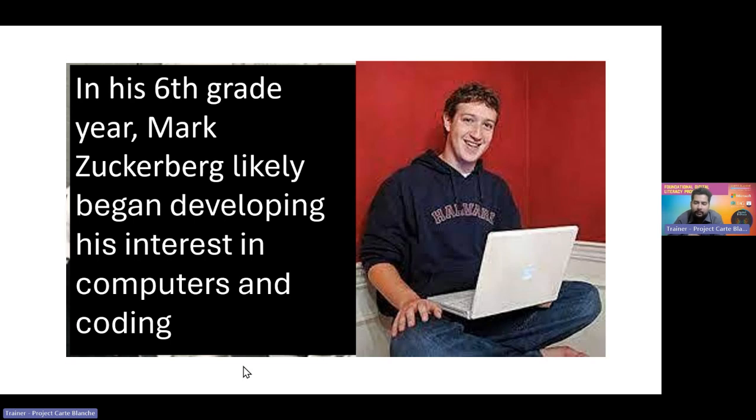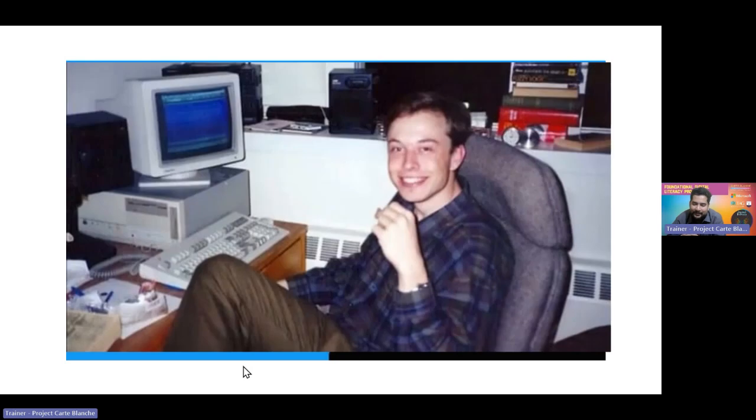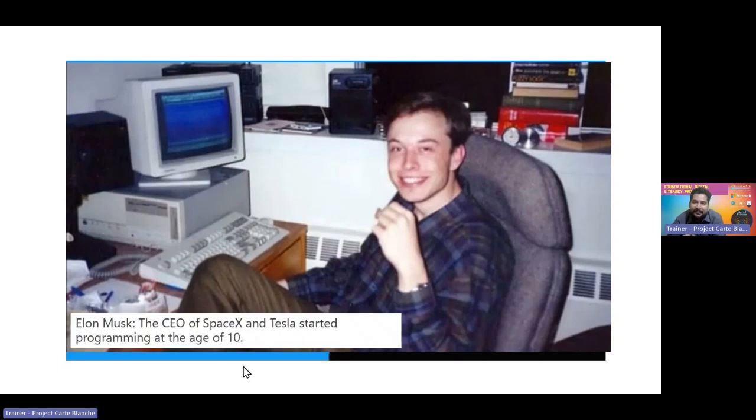And when we talk about Jack Dorsey, the founder of Twitter, at the age of 15 he started writing a software dispatch system. It is still used in many transportation industries. When we talk about the famous Elon Musk, the CEO of SpaceX and Tesla, he also started at the age of 10. That's what he mentions in his biography.